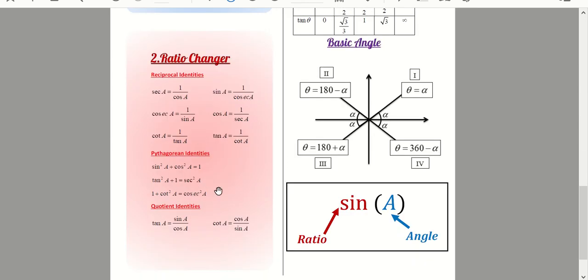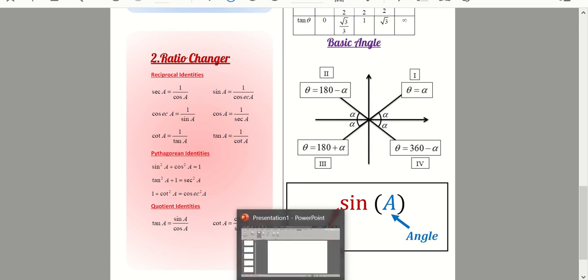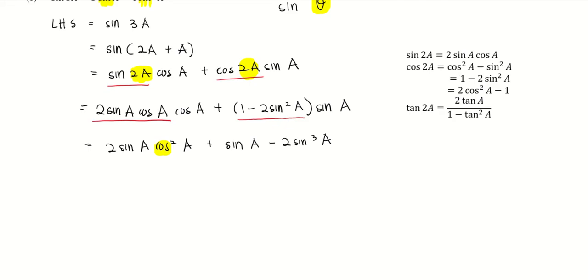Okay, ratio changer. We have the Pythagorean identity, sin squared A plus cos squared A equals 1. Okay, so I write down here: sin squared A plus cos squared A equals 1. So if we rearrange, we get cos squared A equals 1 minus sin squared A. So we have a substitution to change from cos to become sin. So we can use that identity.